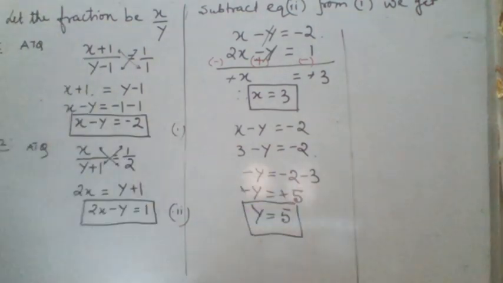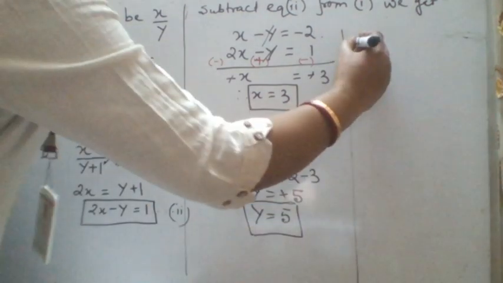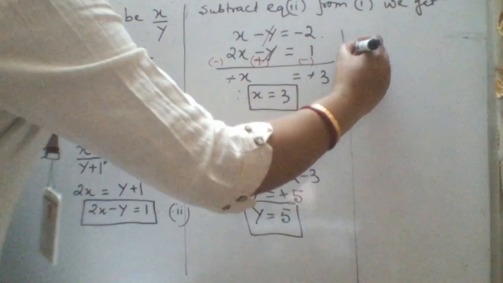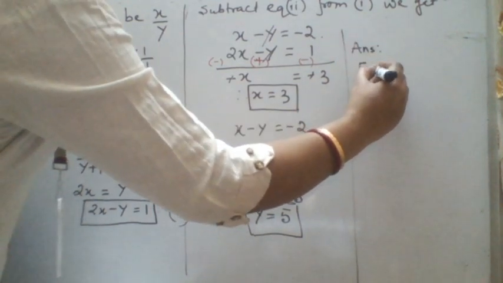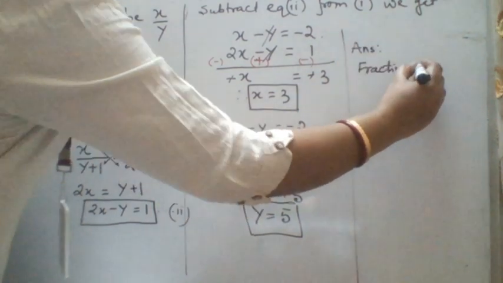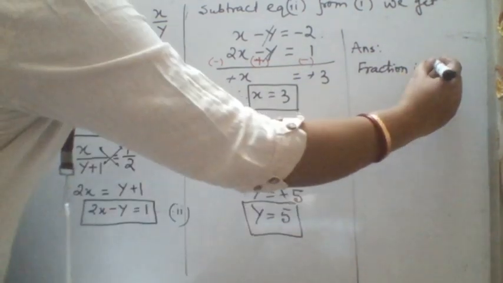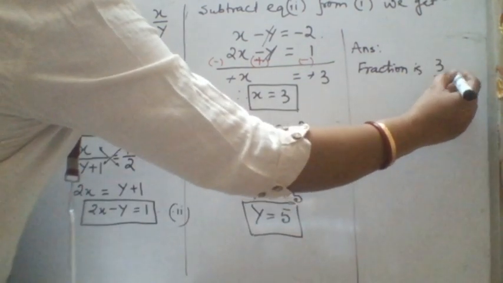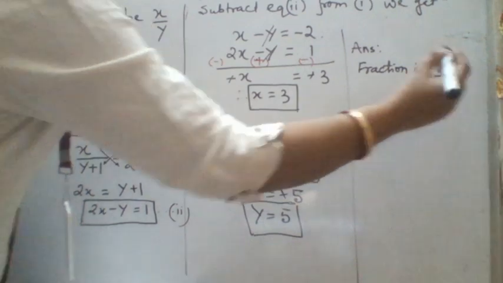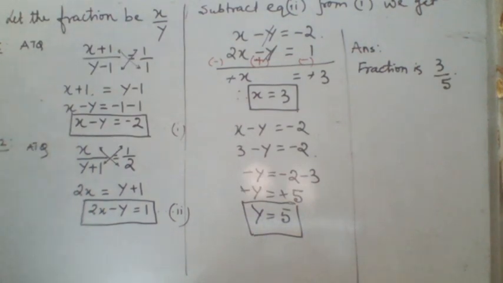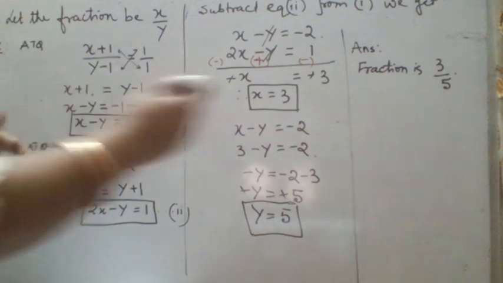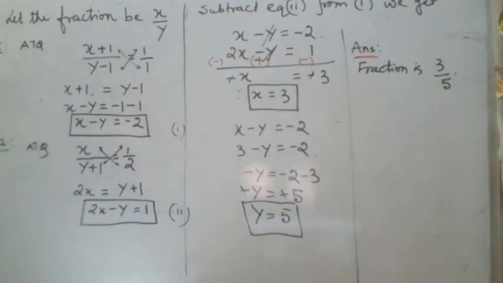Therefore finally your answer, the fraction, is x upon y. So this is 3 upon 5. The fraction is 3 upon 5. This is your answer. So today we have solved this one word problem, a very simple word problem.